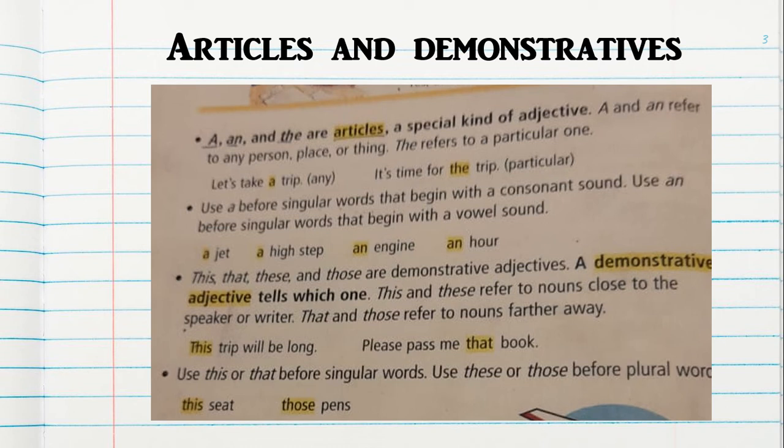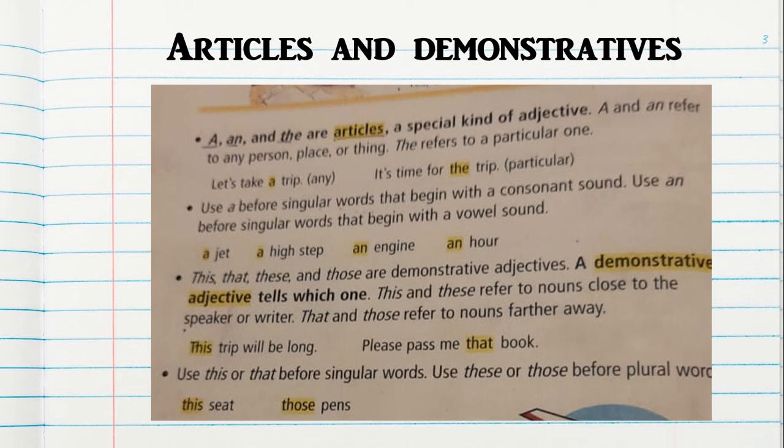This, that, these, and those are demonstrative adjectives. A demonstrative adjective tells which one. This and these refer to nouns close to the speaker or writer. That and those refer to nouns far away. This trip will be long. Please pass me that book far away.